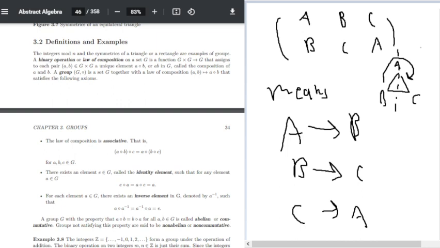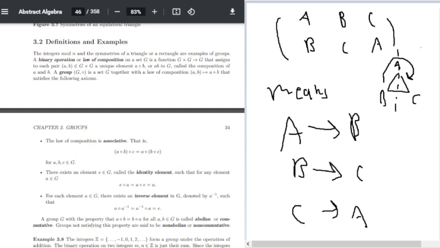Section 3.2, definitions and examples. The integers mod n and the symmetries of a triangle or a rectangle are examples of what mathematicians call groups. First, a binary operation or law of composition on a set G, just a regular set, is a function G times G to G that assigns to each pair A, B in G times G a unique element that we may denote A composed with B or A times B in G, called the composition of A and B.